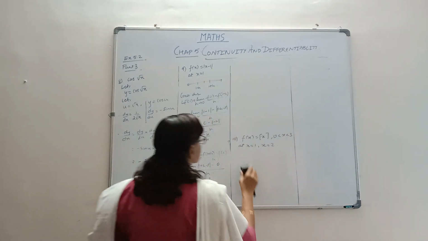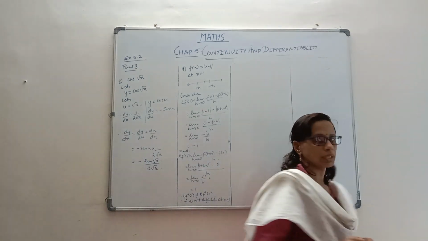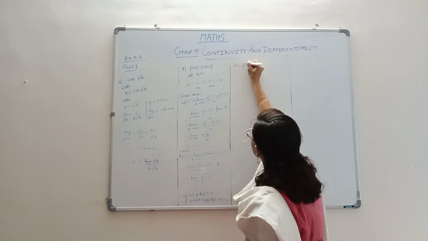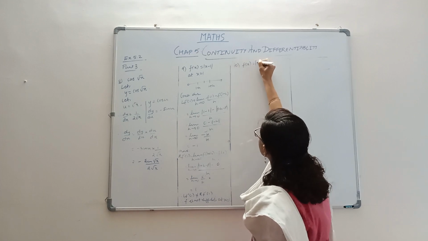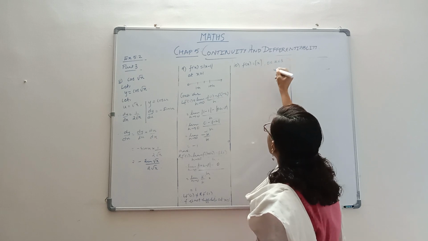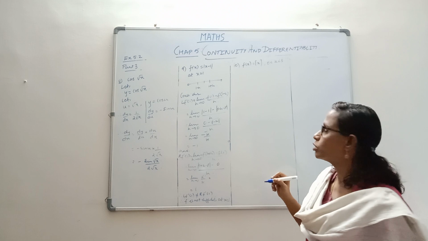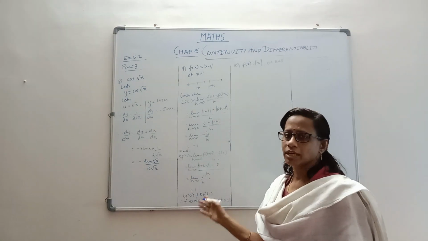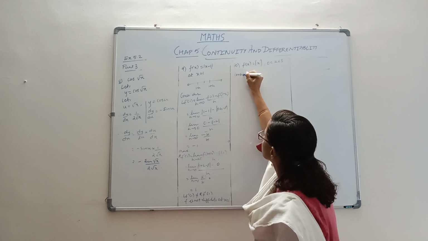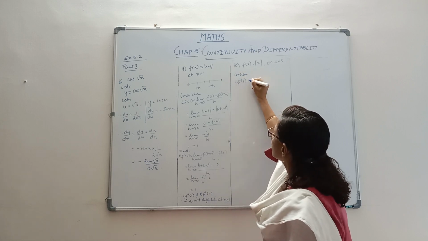Now see how it is, at x equal to 1 and x equal to 2. f of x is the greatest integer of x, where x is defined between 0 and 3. And they ask us to check differentiability at 1 and at 2. So first let's start with the differentiability at 1. Consider the differentiability of f at 1.